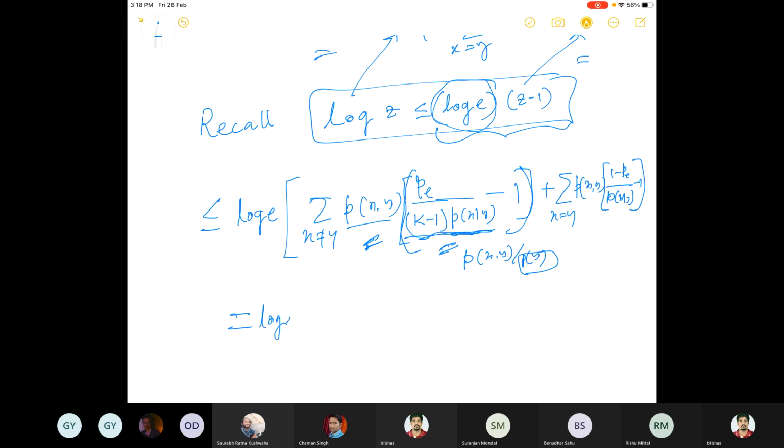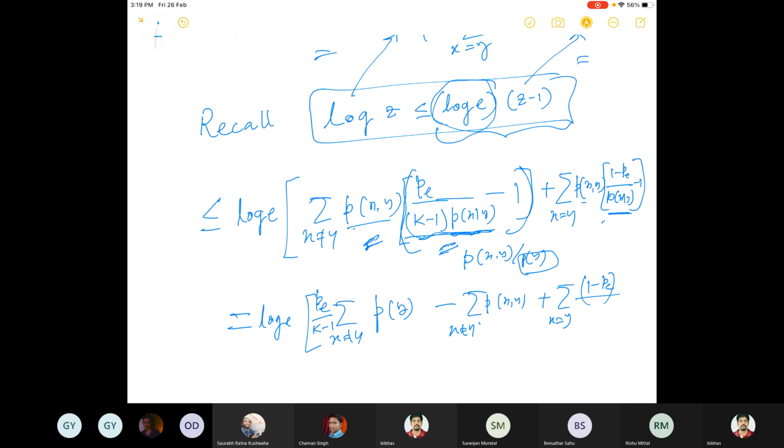So this will be log e times the sum over x not equal to y, and over all x, by the way. I'm not writing both the same summations here. So then P(y) and then P_e by (K minus 1), which we can take as a constant, times (K minus 1). Then this minus the sum over x not equal to y of P(x,y). Now the same thing will happen here. So this will be plus, when you multiply this with this one, the same thing happens, sum over x equal to y. I will take out 1 minus P_e.